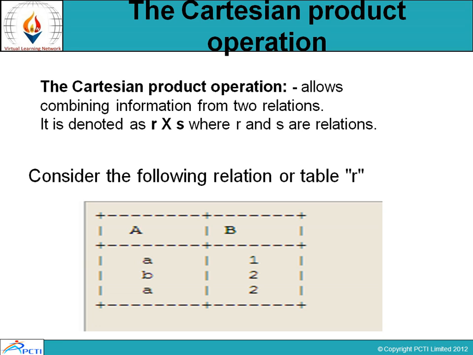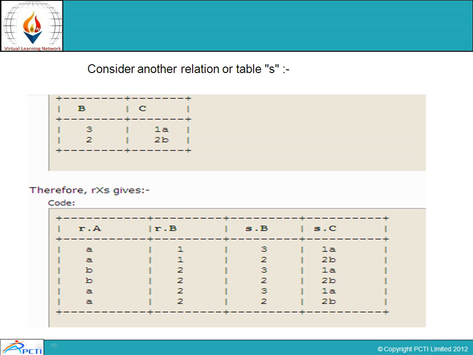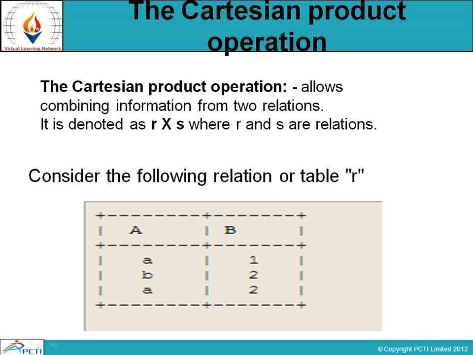Now the Cartesian product operation. Cartesian product operation allows combining information from two relations. It is denoted by the cross symbol. Here R and S are the two relations. Like this one table shown in front of you is R. Here consider two columns A and B, and consider the next table S, and here the two columns B and C contain this data. Now we apply the Cartesian product operation on these two tables.